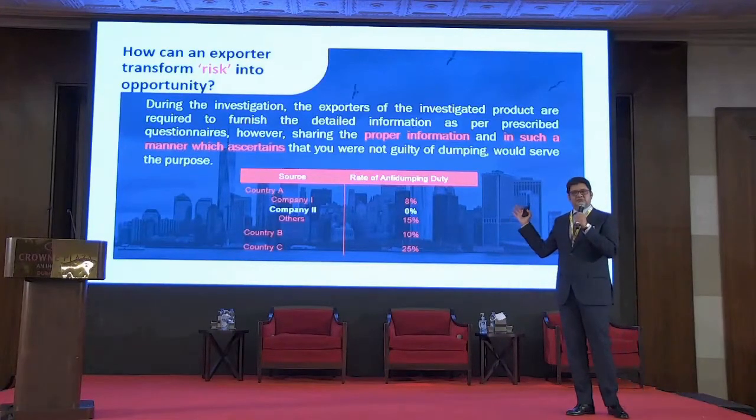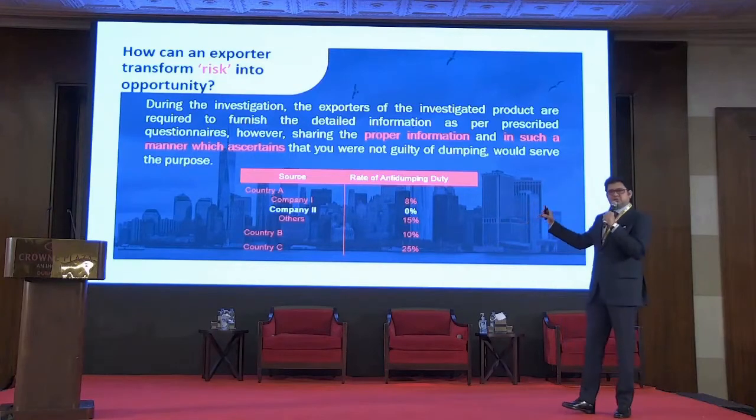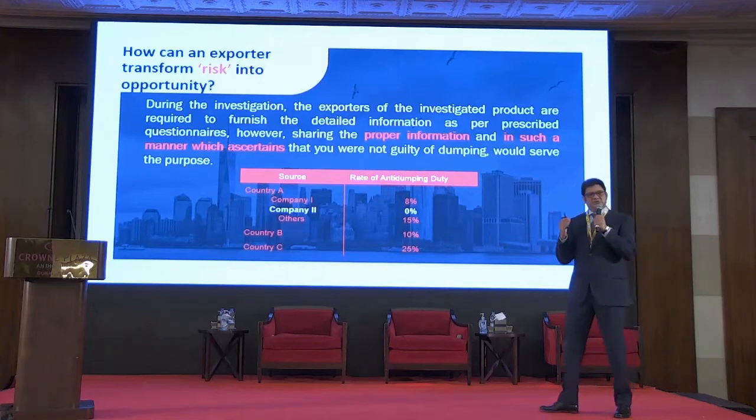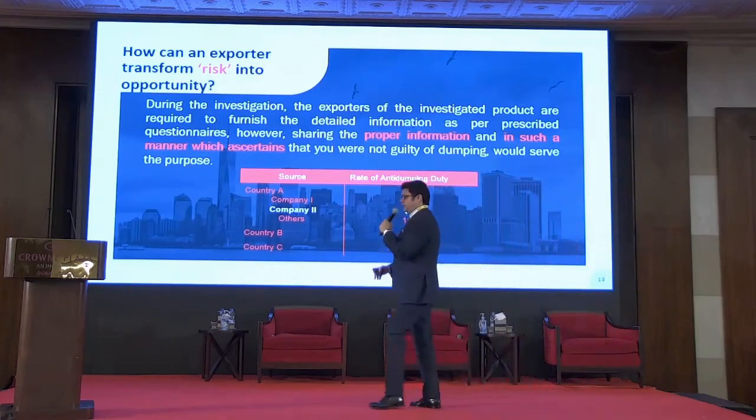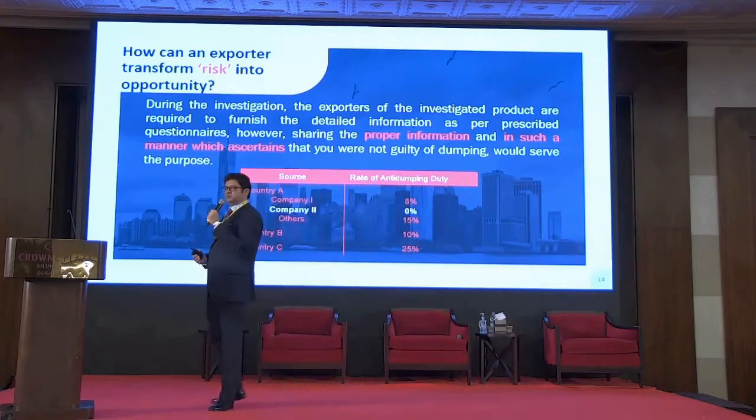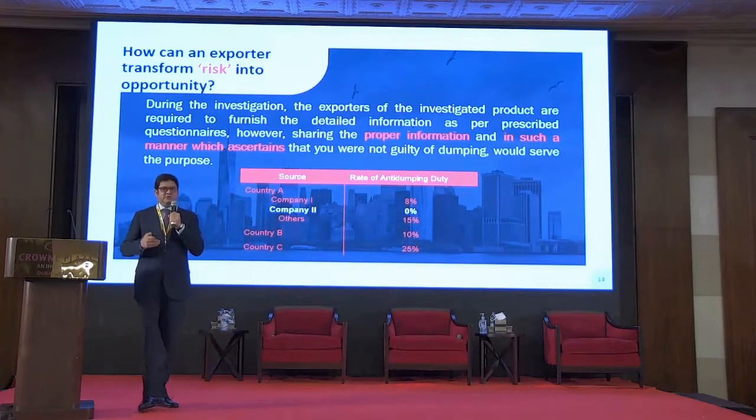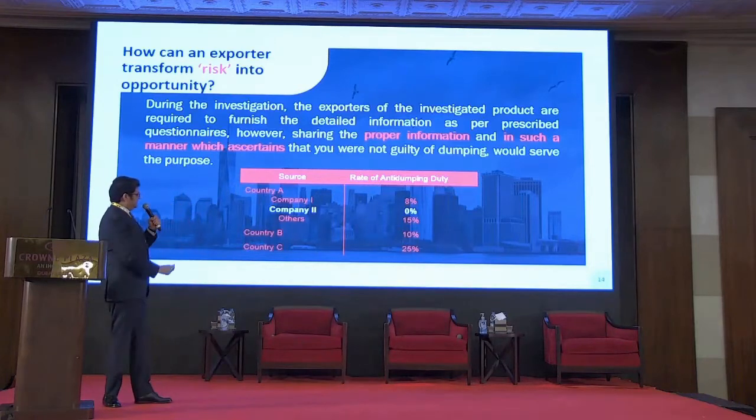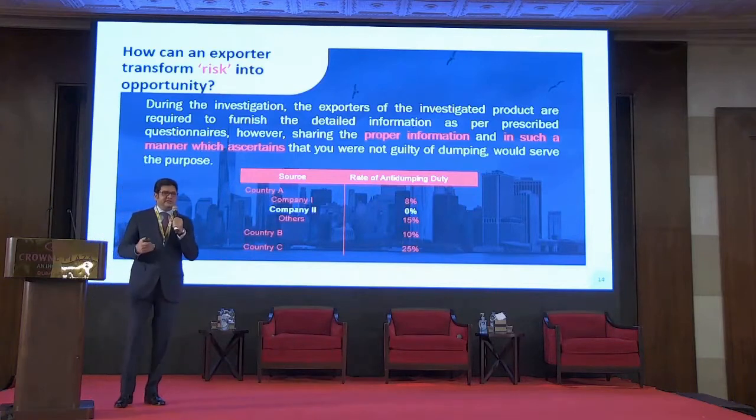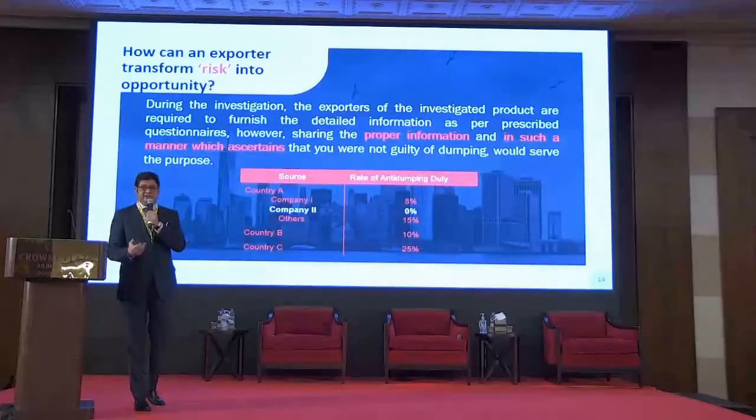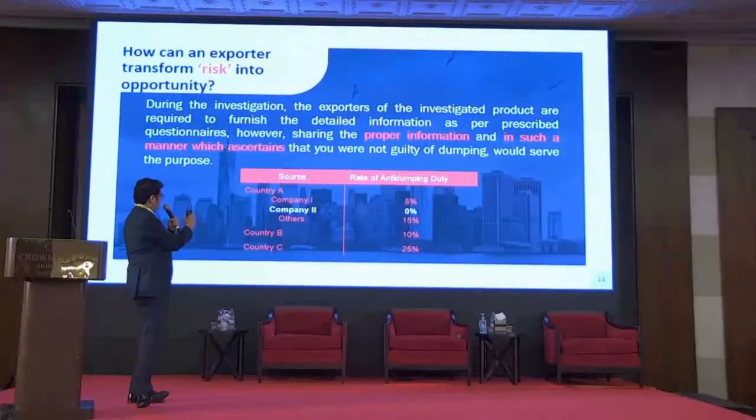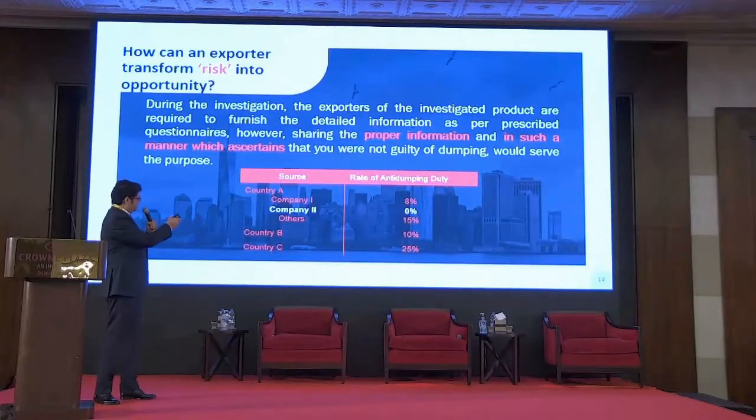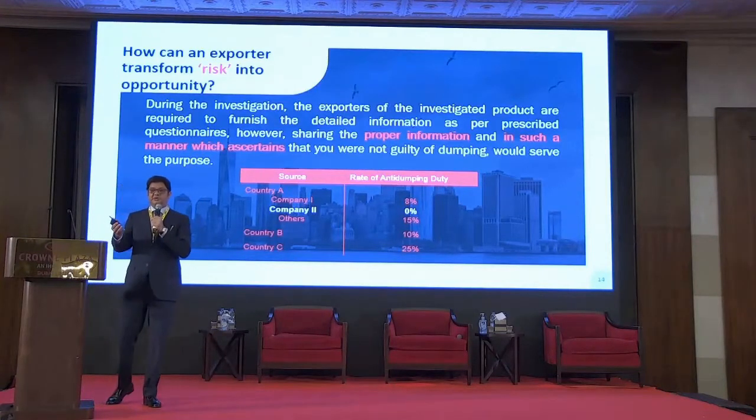So as a result of this investigation, company 2 within country A benefits the most. This means that company 2 within country A participated very well during the course of the investigation, and they were able to present their data and information in a very organized manner to the authority. If they get the minimum duty or the 0 duty, obviously they will take more export market share. They will take up the market share of company 1 in country A. They will even take the market share of country B and country C exporters in that destination. So this is how you convert your risk into opportunity.